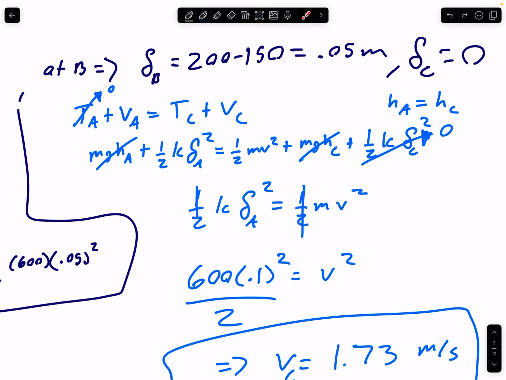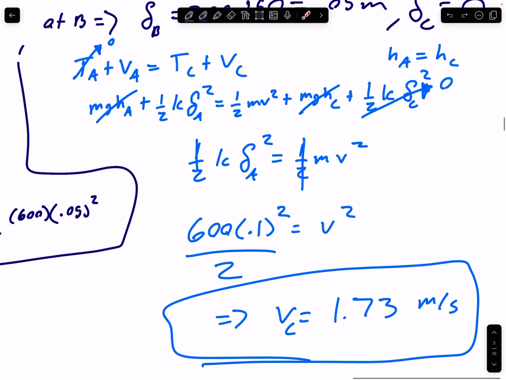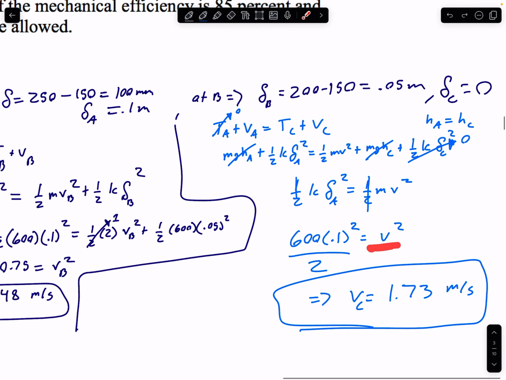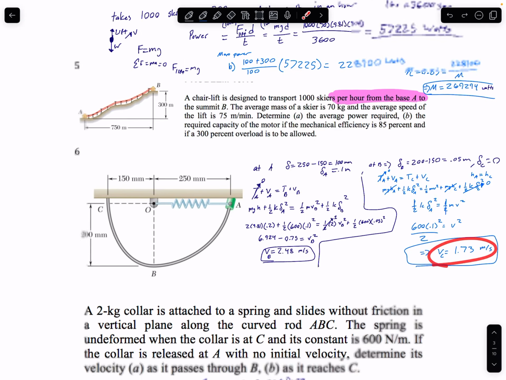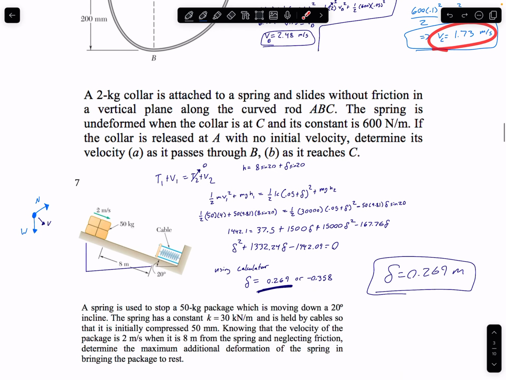And then that means that the spring energy at A has to equal, and we know that there's also no stretch or spring energy at C as well. So we know that 1/2 k delta A squared equals 1/2 mv squared. Again, we know everything besides the velocity. So we do a little bit of algebra, and the velocity at C equals 1.73 meters per second.